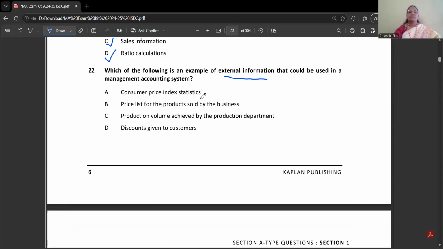Consumer price index statistics. So consumer price index is the index numbers that are calculated by the statistics department, on requirement by the government, about when the prices are increasing in the economy, what that increase is. The price increase index is calculated by the statistics department. Bureau of Statistics will calculate this, on the requirement by the government. So this is completely external. So A is the right answer.